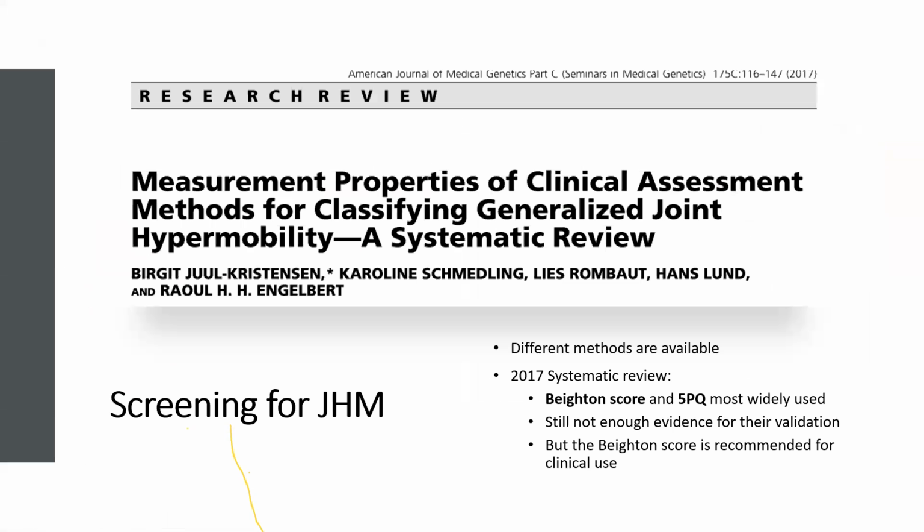Okay, so there are several screening tools available for joint hypermobility, and a 2017 systematic review recently looked at them and found that the Beighton score and the 5-point questionnaire were most widely used. There's still not enough evidence for the validation, but the Beighton score is recommended for clinical use.